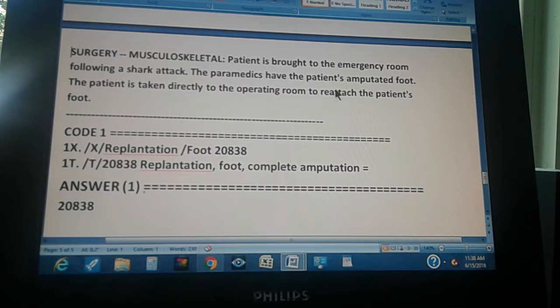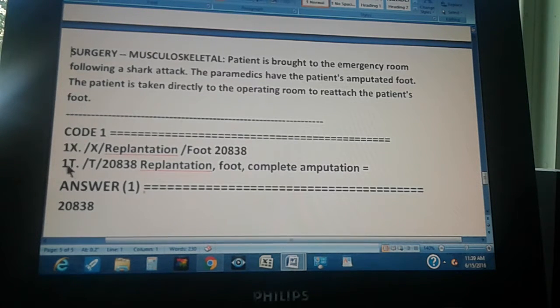Okay, this is the whole summary of the problem. It's the surgery section of the CPT code, the musculoskeletal part. The patient is brought to the emergency room following a shark attack. The paramedics have the patient's amputated foot. The patient is taken directly to the operating room to reattach the patient's foot. There's only one code, and the code through the index is found like this. First you go to the index. Then you go to replantation, then foot. Then you get 20838. That's the code that you get from the index.